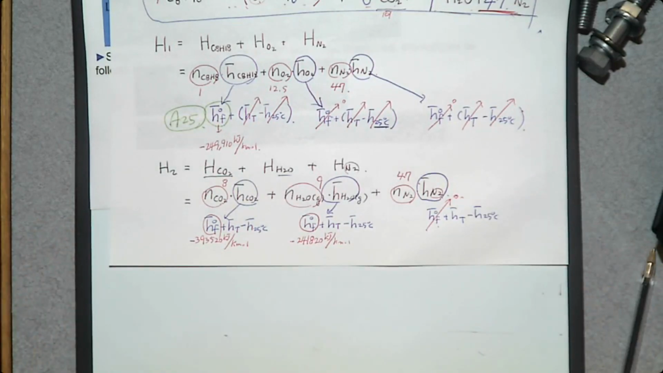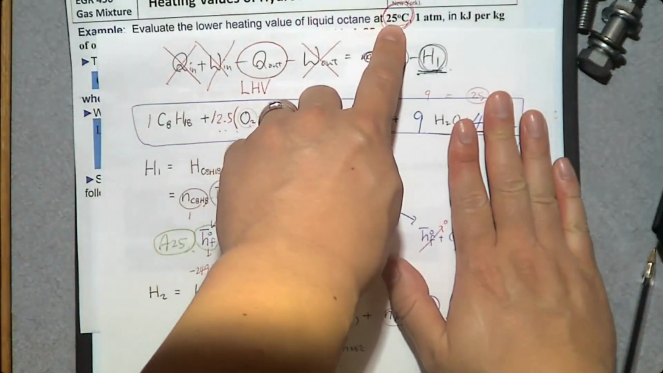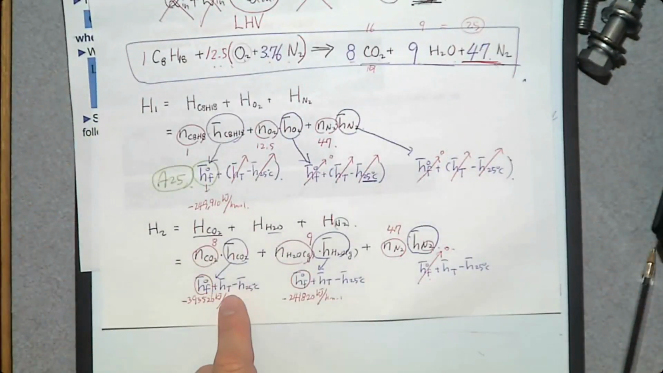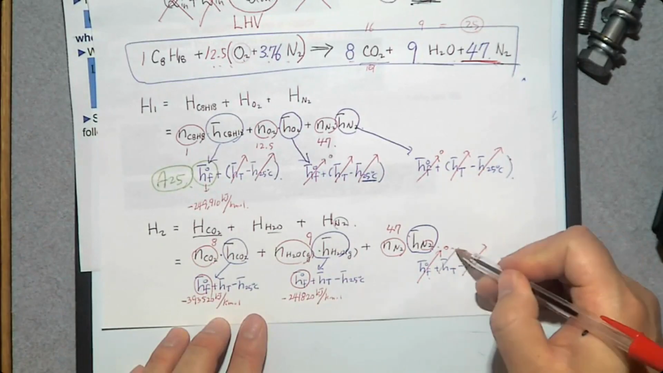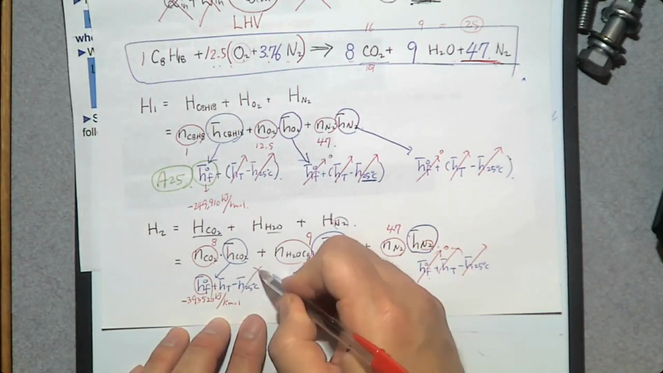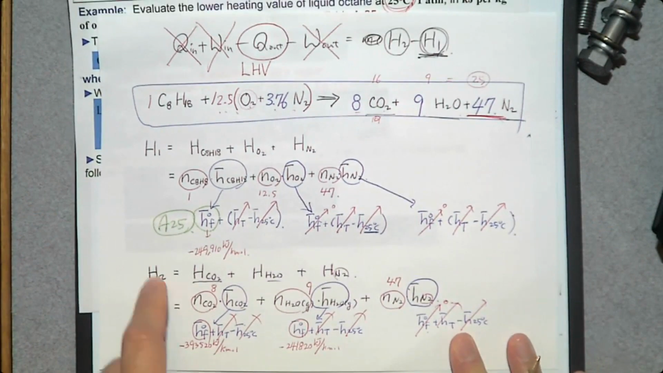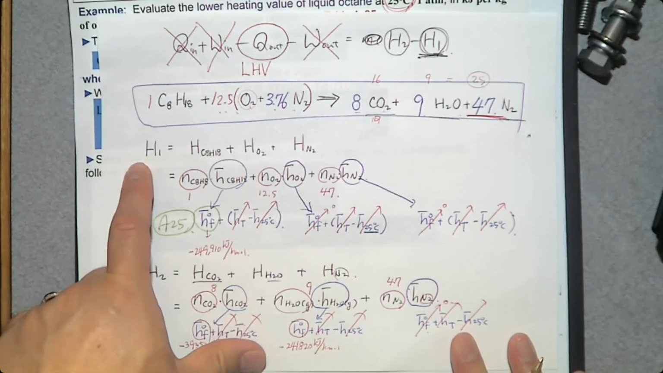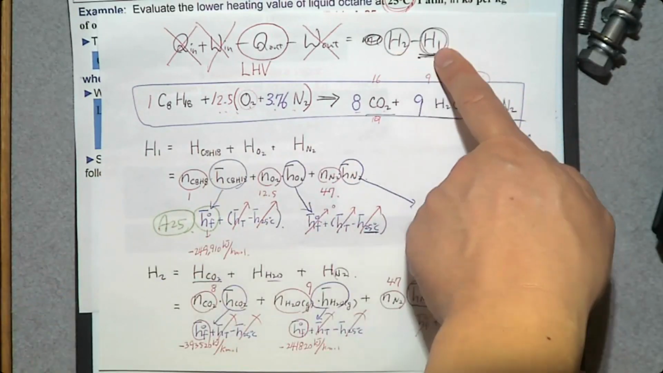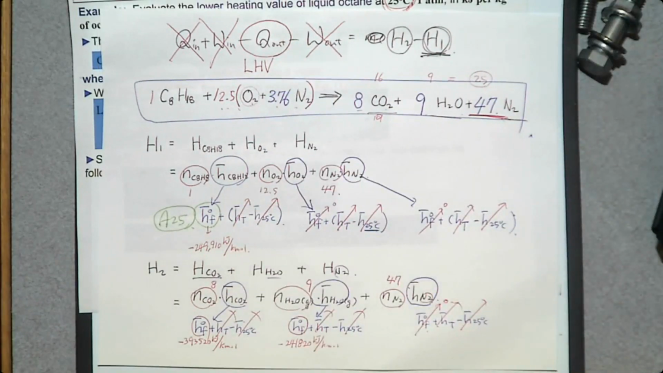What is the temperature of the product? 25 degrees Celsius. So this one is the same as this one. This one is the same as this one. This one is the same as this one. So you can cancel them out. So that's how you determine H2 and H1. Once you determine them, you can put everything here, H2 minus H1, to determine Q out.